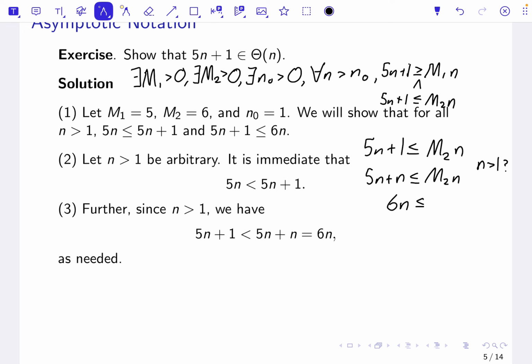We assume that the simplified inequality is true, reverse engineer it to find a value. And we get a bound on m2. Keep forgetting these subscripts. So m2 has to be at least 6, and we're going to choose 6.